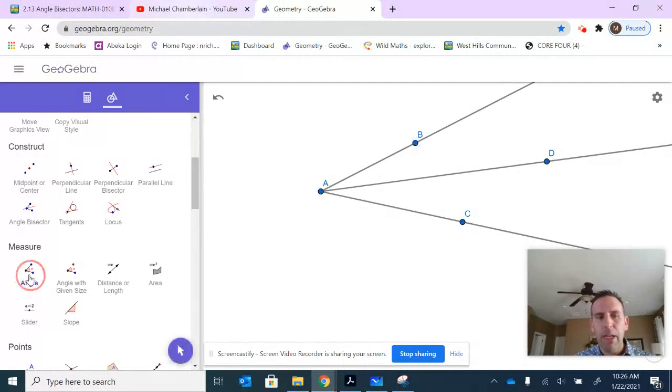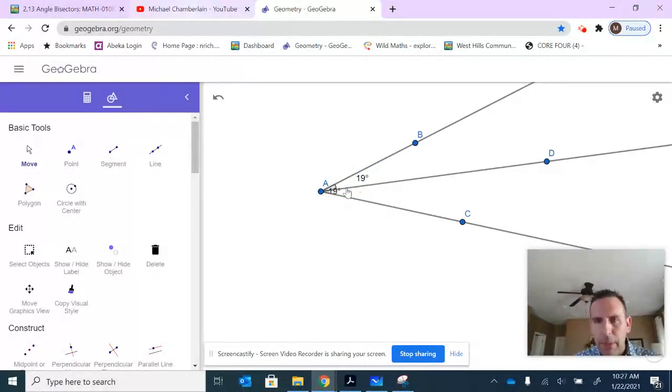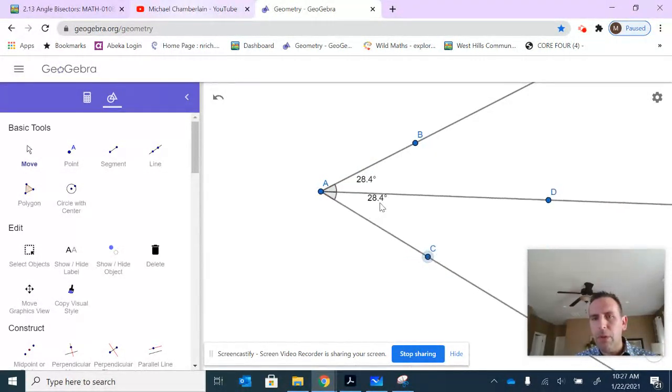So if you measure the angles, you measure the angle here, you can see that's 19 degrees. Measure the angle here, that's 19 degrees. Let me move that a little bit so you can see that just a tad better. That's 19 and that's 19. Now the dynamic picture, when you move any one of these points, will remain so that those two angles are congruent. I hope that helps.